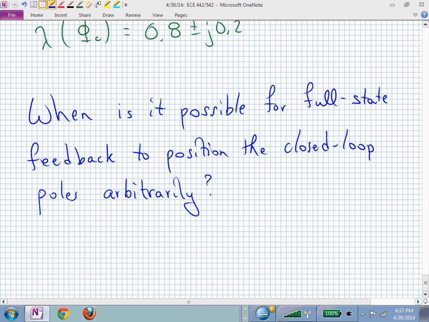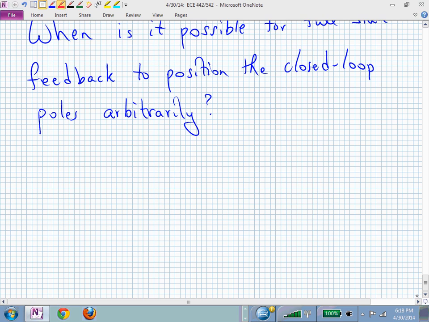When can we do this? When can we arbitrarily position closed loop poles with full state feedback? Did everyone read the textbook ahead of class? I just commented that we don't have a textbook, so I'll just tell you when this is possible. Now when you go home tonight, you can tell your friends and neighbors and roommates when you can control arbitrarily the poles in your closed loop system matrix with full state feedback. You can say the system has to be controllable.